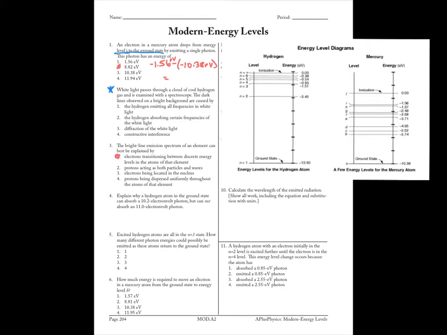Number 3, the bright line emission spectrum of an element can best be explained by electrons transitioning between discrete energy levels in the atoms of that element. So discrete meaning specific. That's what discrete means. Has to be specific values.